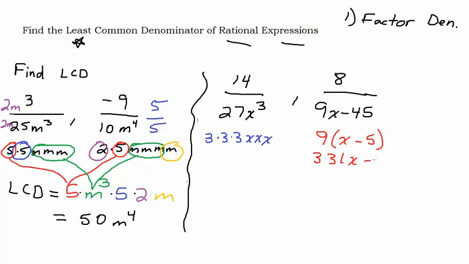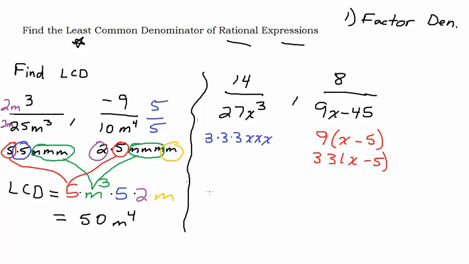So the factors of my first fraction denominator are 3, 3, 3, x, x, x. The factors of the second fraction's denominator are 3, 3, and x minus 5. X minus 5 itself is one factor.